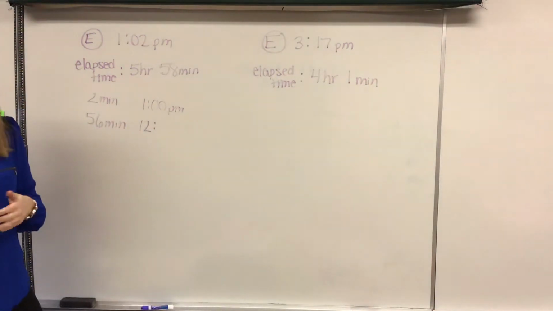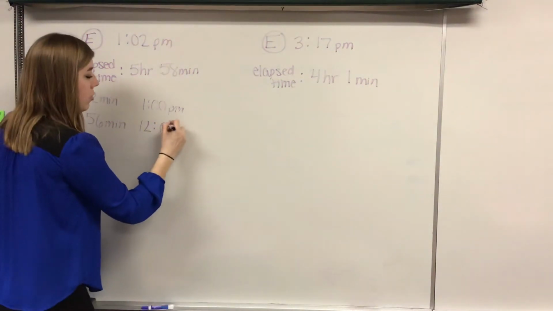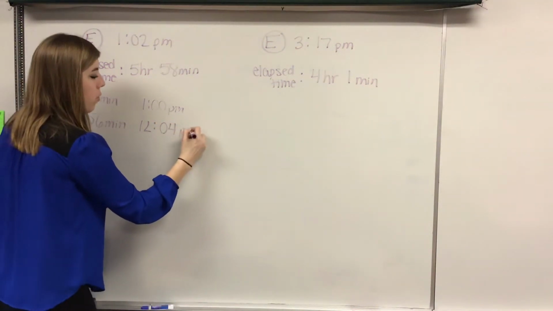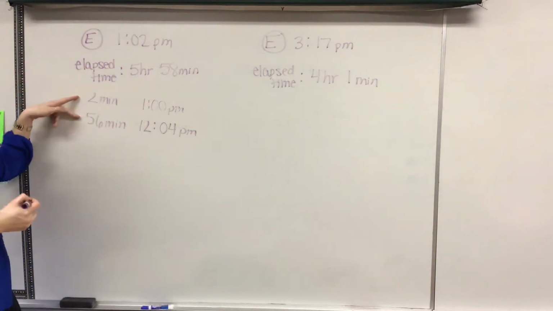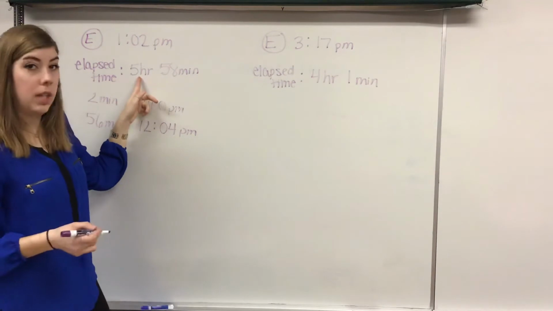If I go back 56, 60 minus 56, I end up at 4. So this is actually going to put me at 12:04 p.m. And I've now used all my minutes. Here's my 58 minutes calculated. Now I still have 5 hours left to go.